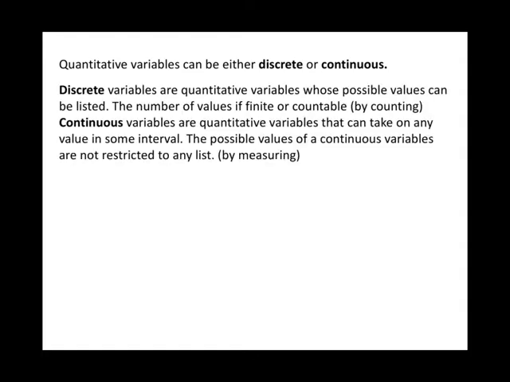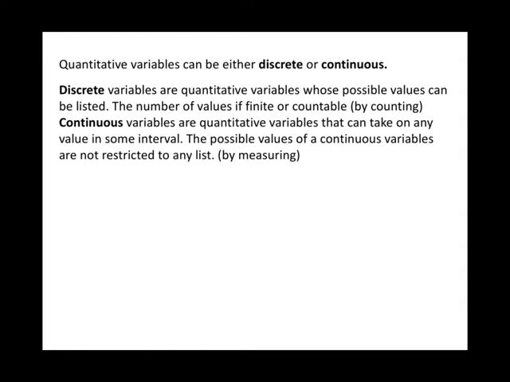Okay, quantitative variables can be either discrete or continuous. Discrete variables are quantitative variables whose possible values can be listed. The number of values is finite or countable. If you have data related to numbers, think about whether those numbers can be obtained by counting. Just like how many fingers do I have? I can count, right? 1, 2, 3, 4, 5 fingers. So this is a discrete variable.